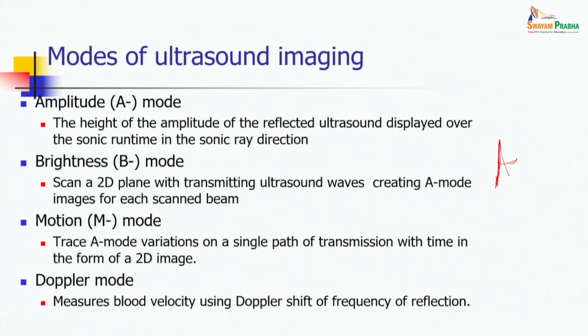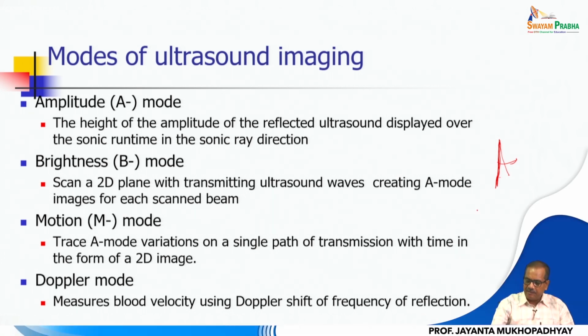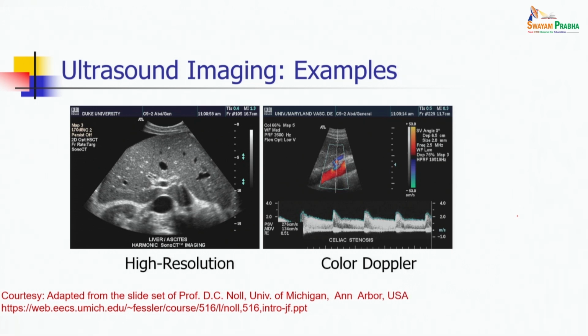Then there is another mode called motion mode or M mode, where the temporal variation is plotted over time. The stack of these temporal scans gives you the temporal variation profile of a particular object at that particular point, so it forms a 2-dimensional image. And Doppler mode primarily measures blood velocity using the Doppler shift of the frequency of reflection. So these are a few examples of ultrasound imaging.